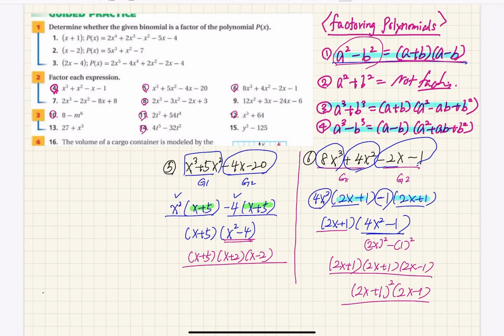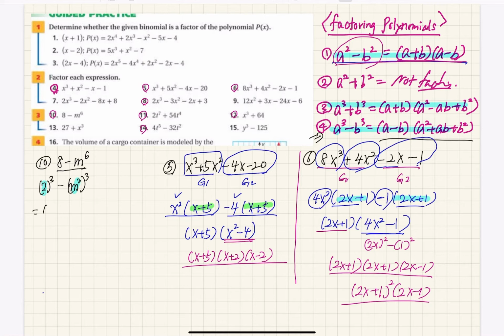In number 10, 8 minus m to the 6th power. I think you can use the number 4 rule, the a cubed minus b cubed form. So 8 is like 2 to the 3rd power, and m to the 6th power is m to the 2nd power to the 3rd power. So 2 is like a, and m squared is like b. And then you follow these rules.